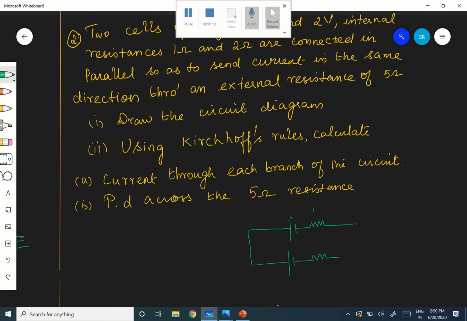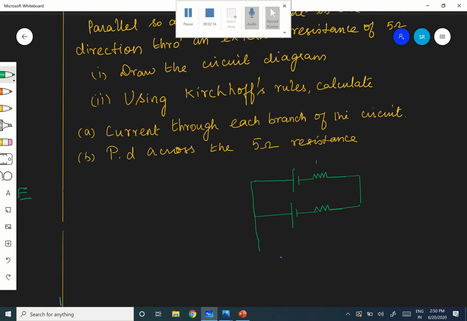They are connected in parallel so as to send current in the same direction through an external resistance of 5 ohm. Now this is the external resistance, the external resistance of 5 ohms. Now, let me number it and mark the data values.